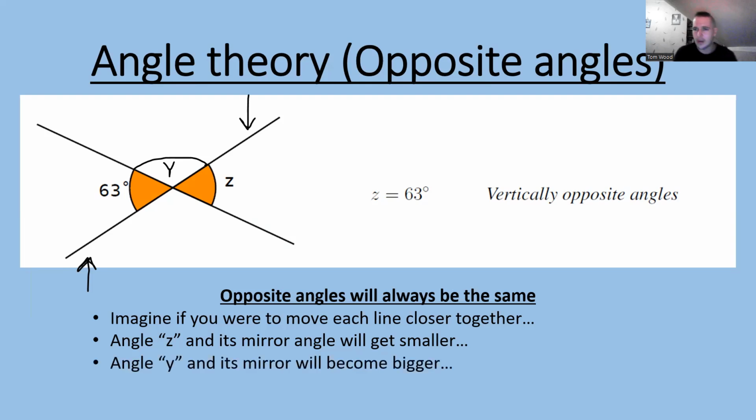I can work out what angle Y is as well if I were to look into this, because I know all the way around that is 360 degrees. I've got 63 and 63, so I can take them away, and then whatever I'm left with, I just have to halve it because it will be mirrored from the top and the bottom there.